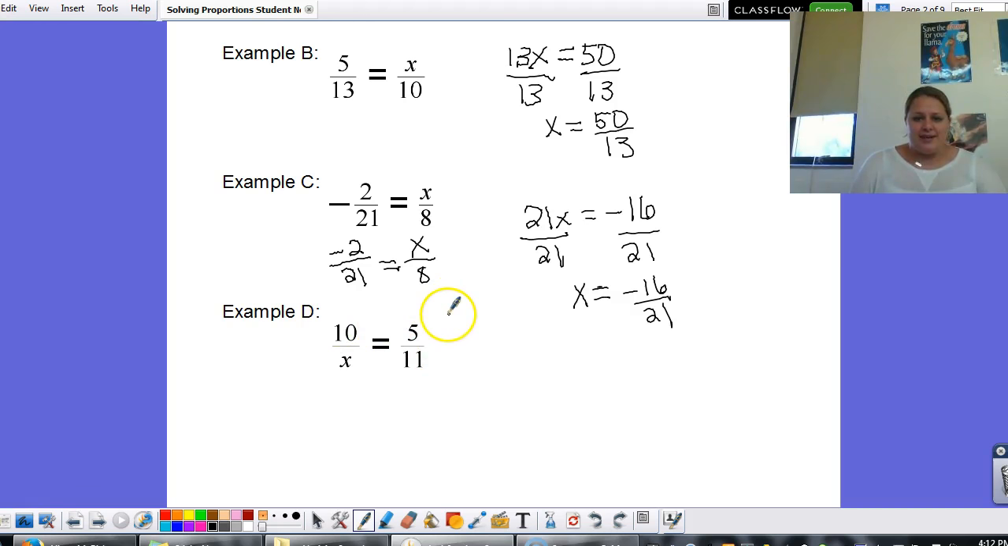So I placed x in a different location, and if you treat this the same way that I'm suggesting, you shouldn't have any problems, because put your eyes where x is. That's what this is all about. What value makes this true? Well, let's multiply x by 5. What's the result? 5x. Let's cross multiply the other way. 10 times 11 is 110. Let's divide by 5. And what does that give me? x equals 110 divided by 5, 22.